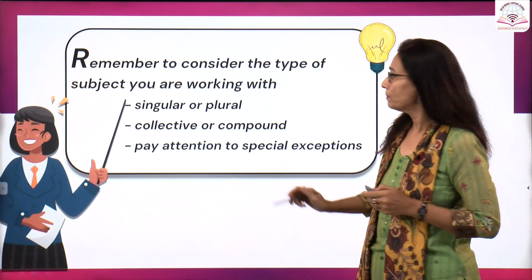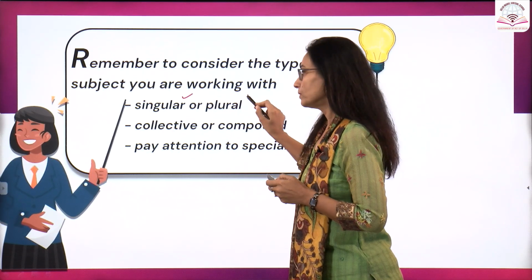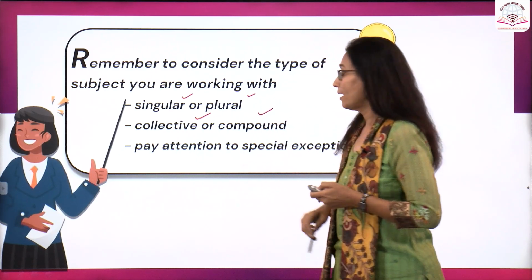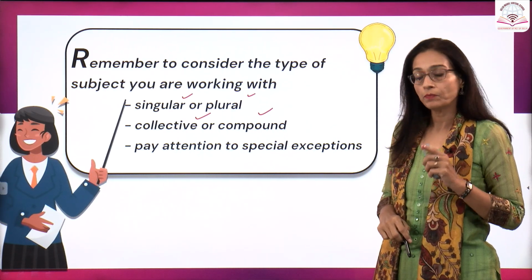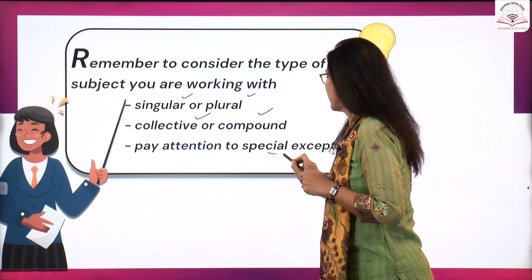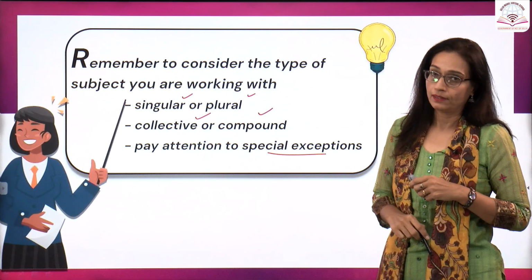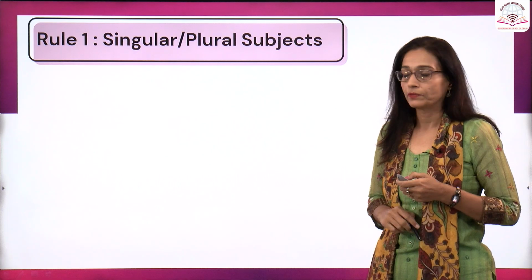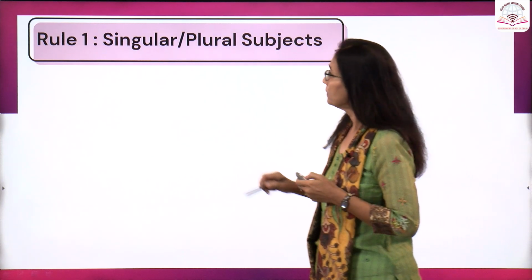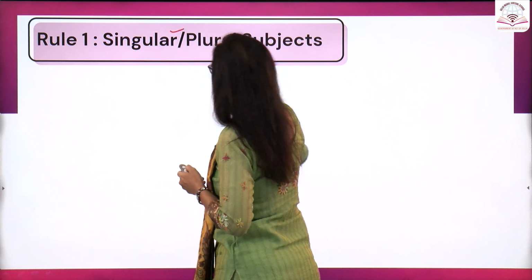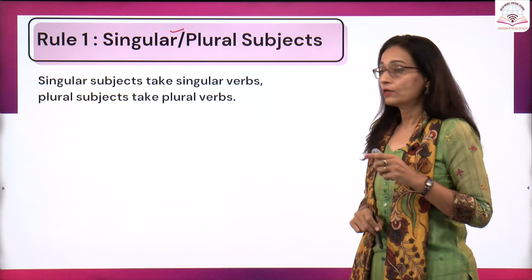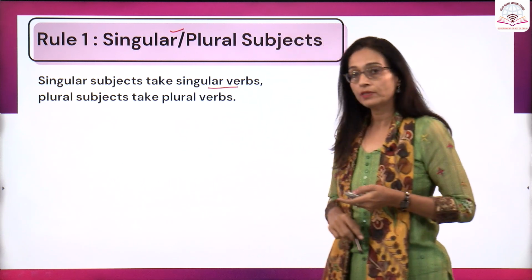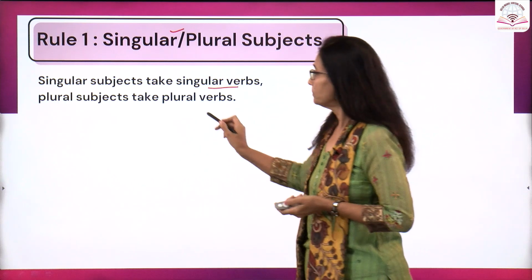A subject can be singular or plural, it can be collective or compound, and in certain cases we must pay attention to special exceptions as well. Let us try to understand it with the help of examples. So we'll start with singular and plural subjects. Now singular subjects will take singular verbs. Plural subjects will take plural verbs.